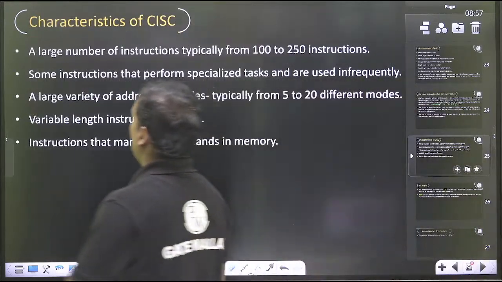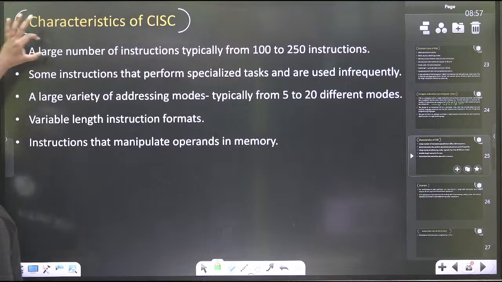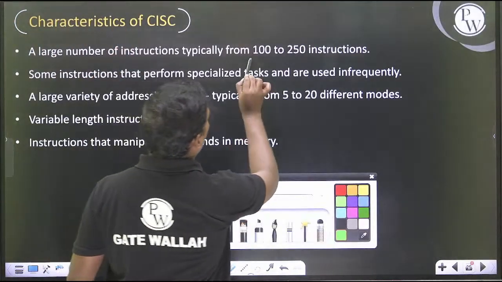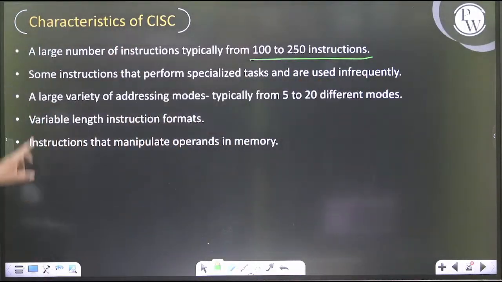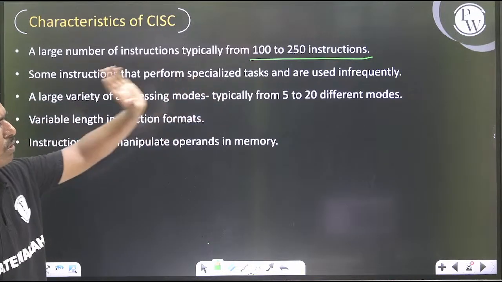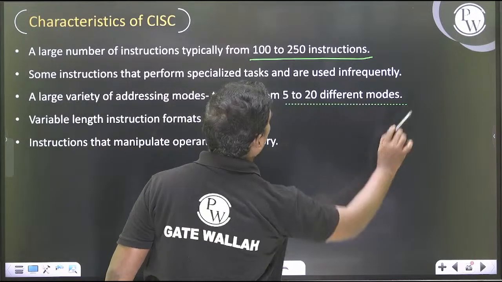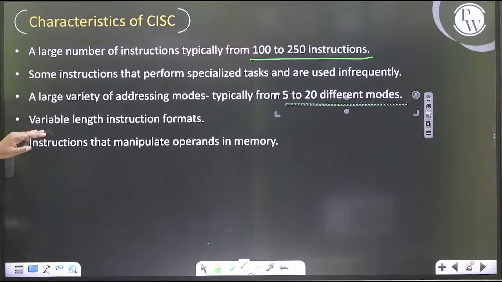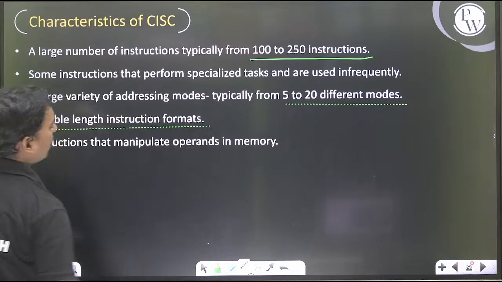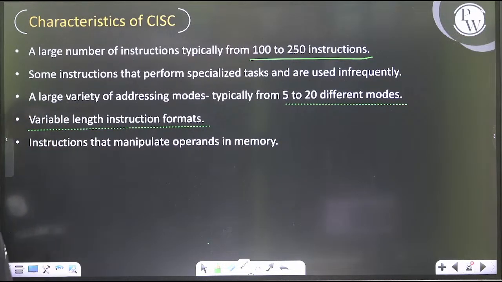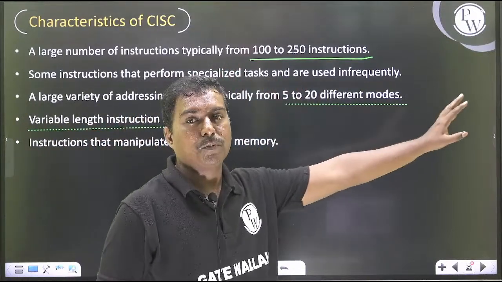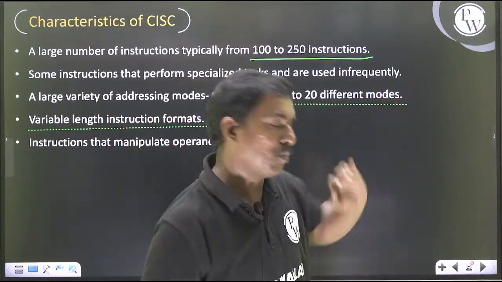Characteristics of CISC. The characteristics of CISC are like that. A large number of instructions, typically from 100 to 250 instructions. Some instructions that perform specialized tasks and are used infrequently. A large variety of addressing modes, 5 to 20 different, because more number of instructions are present, more addressing modes are also present. And variable length instruction format. Instruction length can vary. Instructions that manipulate operands in memory. So number of instructions are more, complexity is more, and addressing modes are also more. The burden is also more.